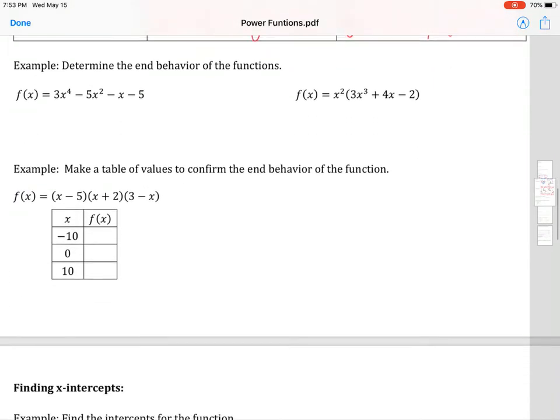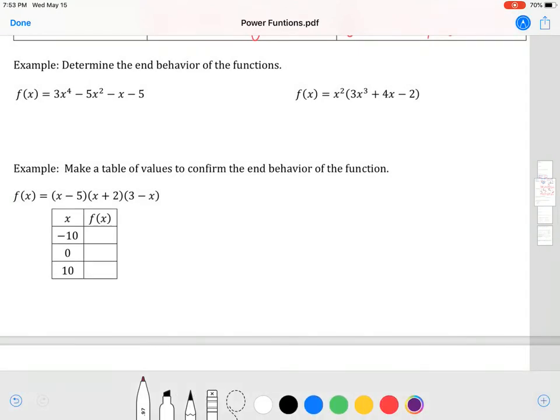Okay, so let's practice this now. So in this example, it says determine the end behavior of the functions. Well, this has an even degree and a positive leading coefficient. So that means as x goes to positive infinity, y is going to go to positive infinity. And as x goes to negative infinity, y is going to go to positive infinity. So my arrows are going to be both facing up.